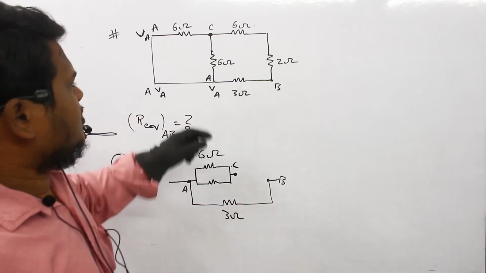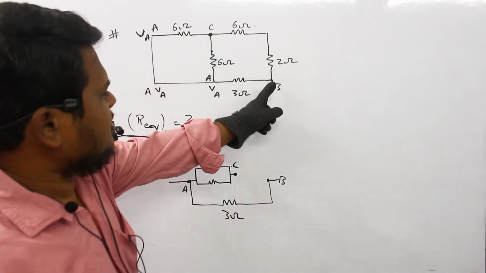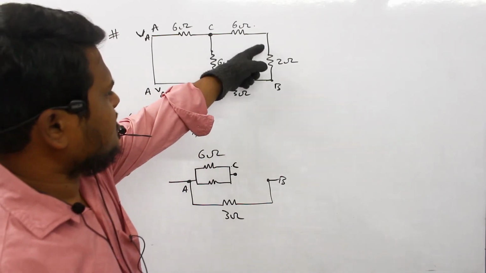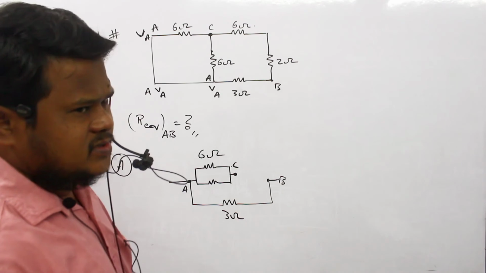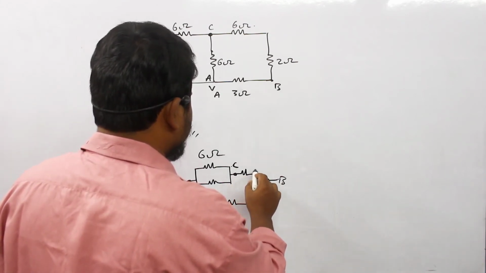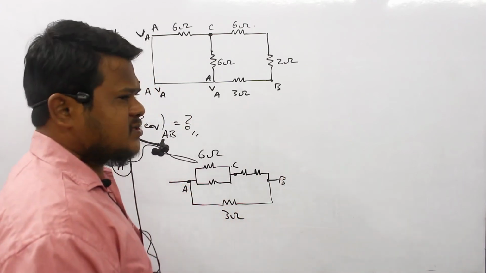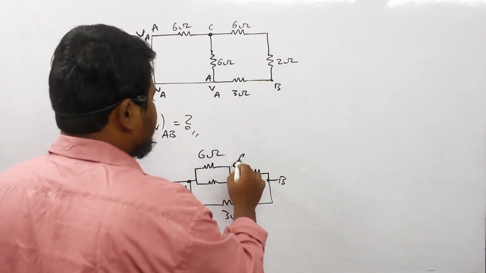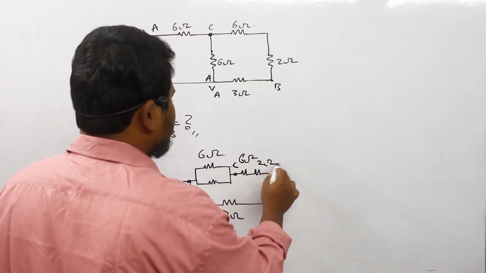Now from point C, in reaching up to point B, I have two resistors. From C, there is one 6 ohms resistor and also one 2 ohms resistor. So how can I draw a diagram of this? This is a 6 ohms resistor and this is a 2 ohms resistor. Finally, they meet at point B. Clear? So this is 6 ohms and this one is 2 ohms.